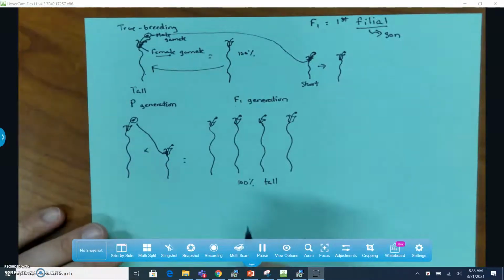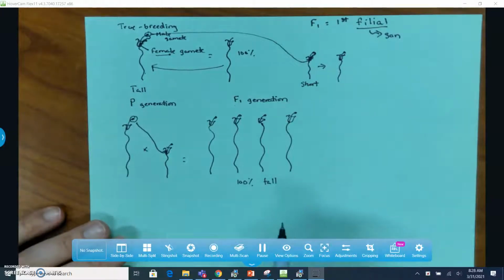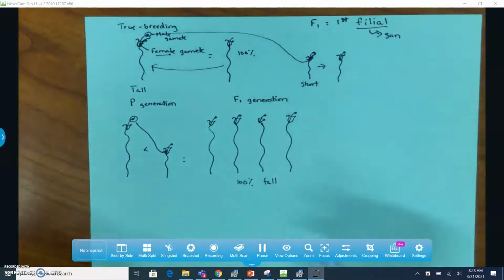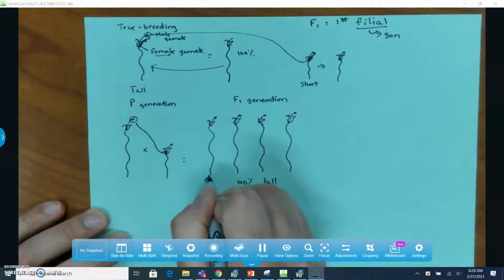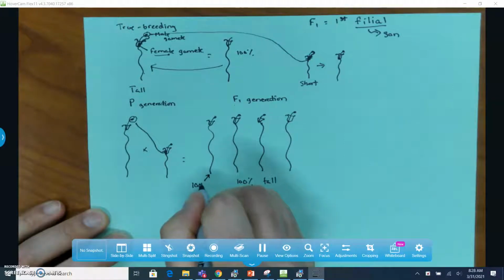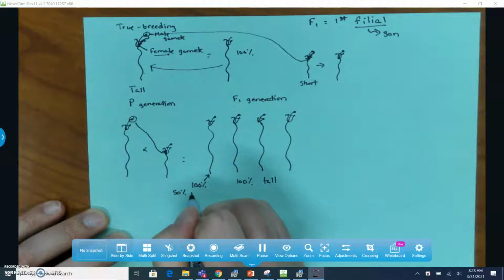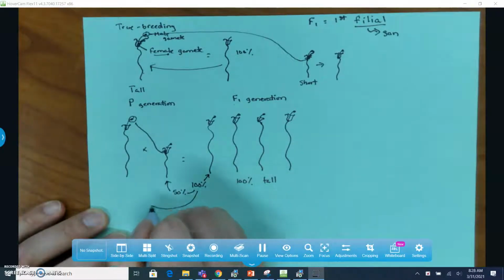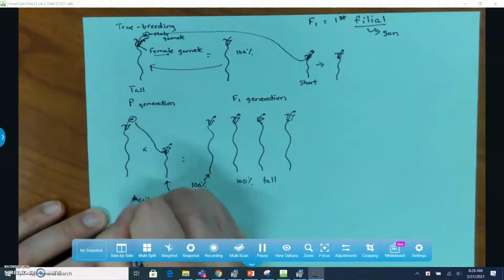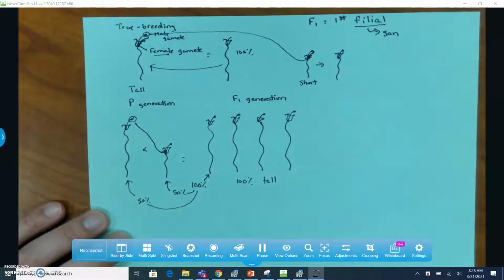So in the F1 generation, 100% of the offspring produced from a tall and a short plant were tall. And Mendel was kind of wondering, well, how come they're all tall? He knew that each of these plants, out of 100% of their DNA, 50% came from the short plant, and 50% came from the tall plant. So even though that happened, 100% of the plants were tall.